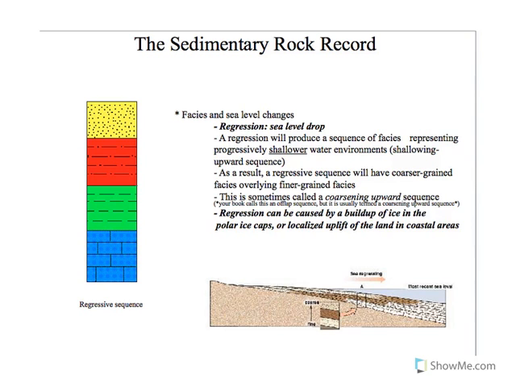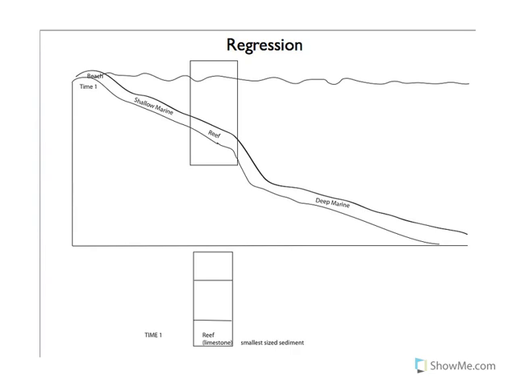So let's see what a regression looks like in the rock record. So here I am, right? I'm at the same continental margin. Let's say I'm out here scuba diving, looking at some fish, and all right, so I'm in the reef, so this is going to be my time 1. Okay, so remember, the limestone is the smallest grain size. So now let's make it regress.